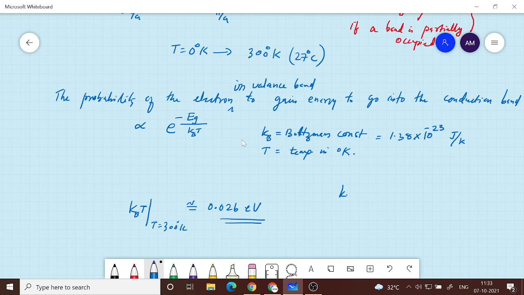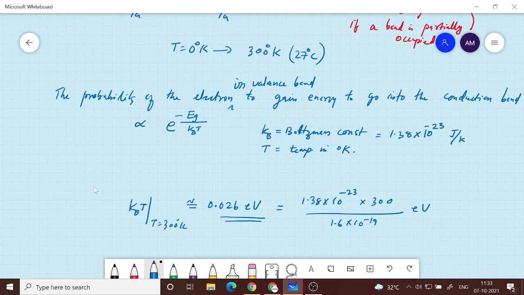So if you multiply this thing with 300, we will get a very small number, but if you express that instead of joules in electron volt, you have to just divide it by 1.6. So the way we get this is you multiply 1.38 into 10 raised to minus 23 with 300, and then after multiplication you will get the energy in joules, which is very small. So what we do is we divide it by 1.6 into 10 raised to minus 19. So this many electron volt, that is 0.026.